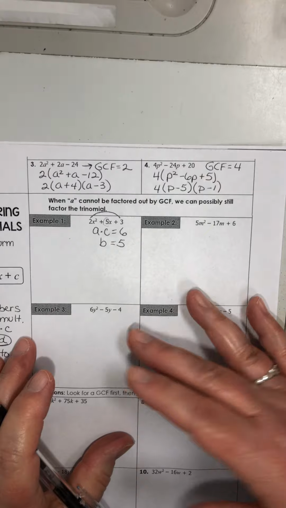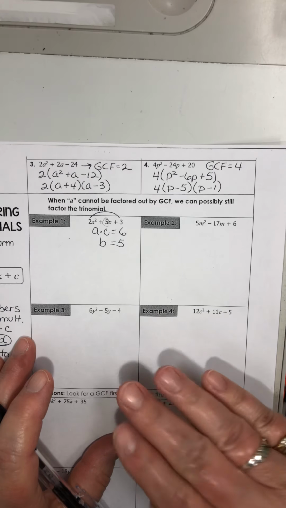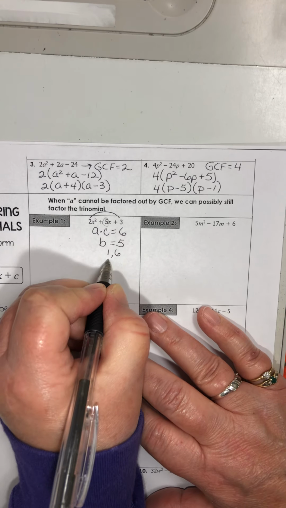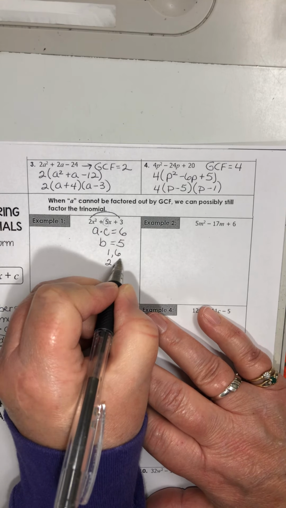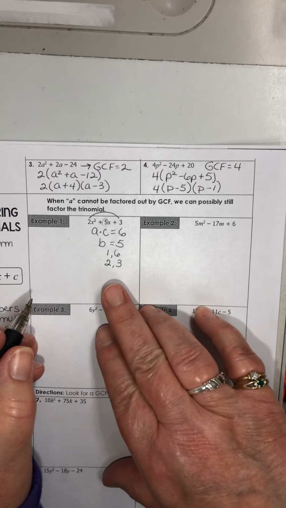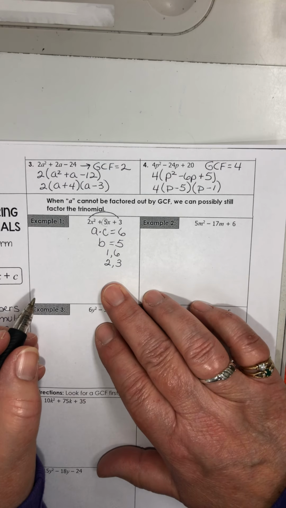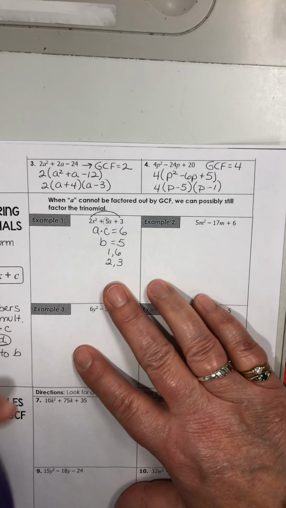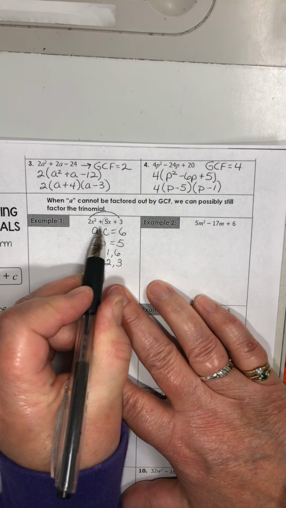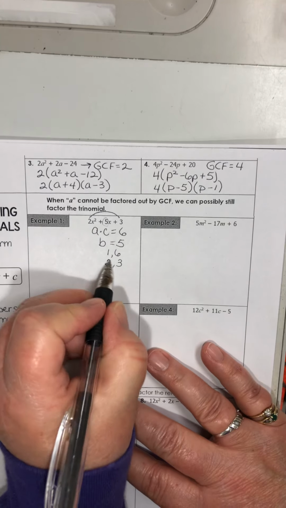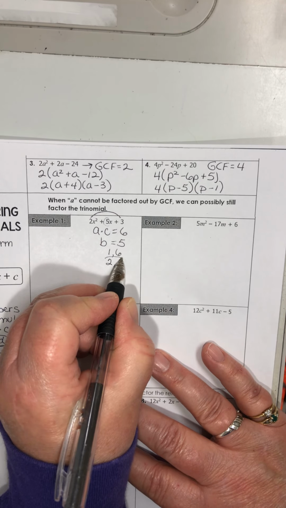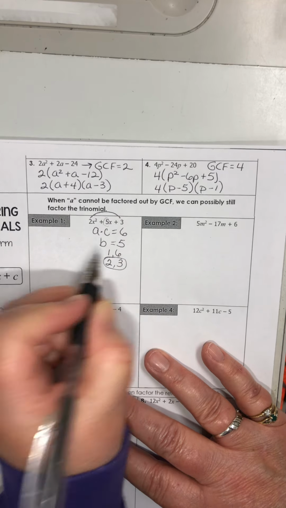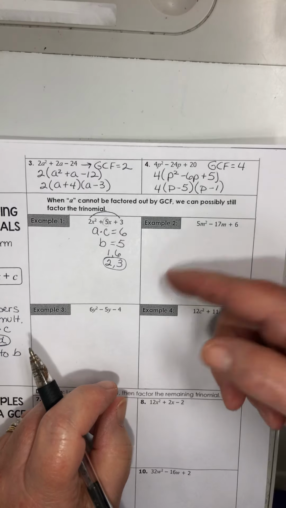We start out looking at our pairs: 1 and 6, 2 and 3. Those are the only whole-number factors that multiply to 6. What we want is for them to add to 5. Since this is all addition, we're looking for positive numbers, and so the 2 and the 3 are what we're looking for. There's our pair, just like we would have done up here.